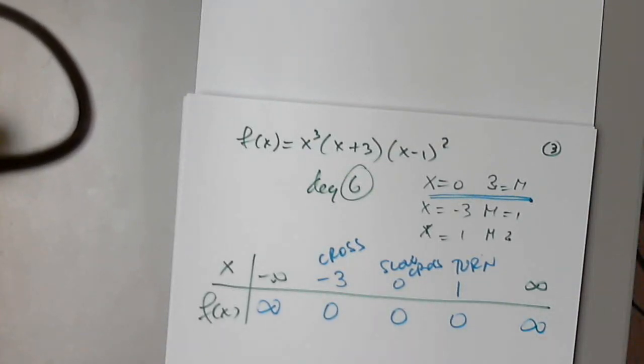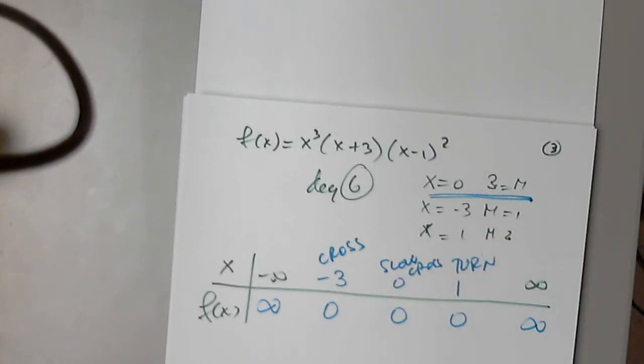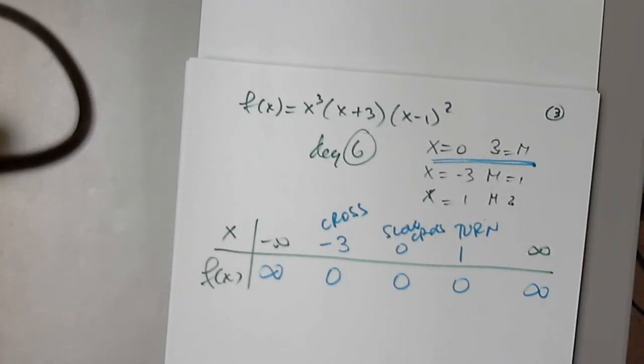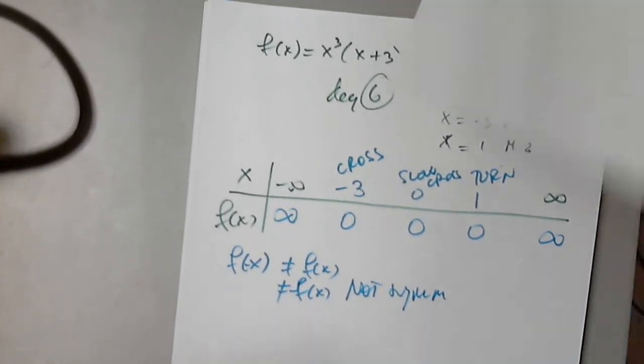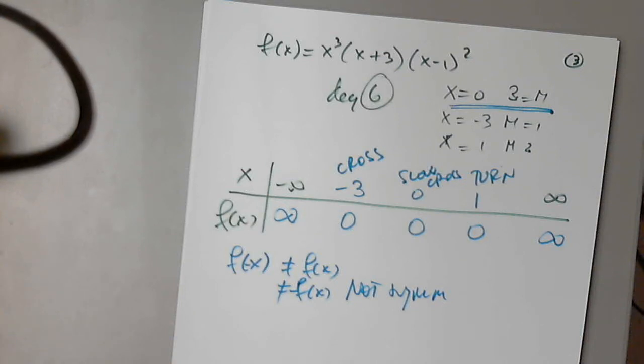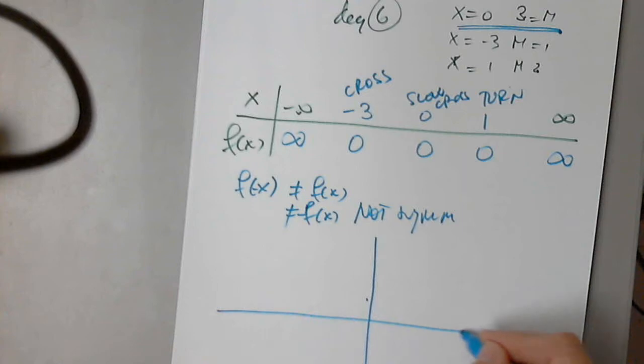There is no point in talking about the y-intercept because I already have it. There is no point in talking about symmetry, but I will write it. F of negative x does not equal f of x and does not equal negative f of x, not symmetric. And there is nothing else I need. So this is like a half a minute problem. And I want you to treat it like that. I don't want you to waste too much time on it.